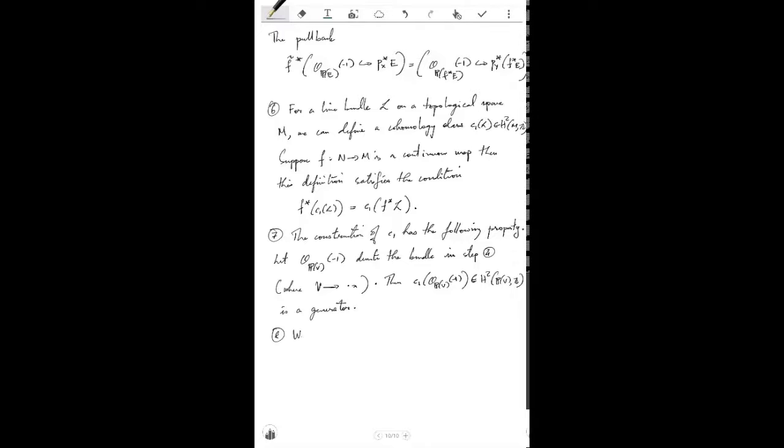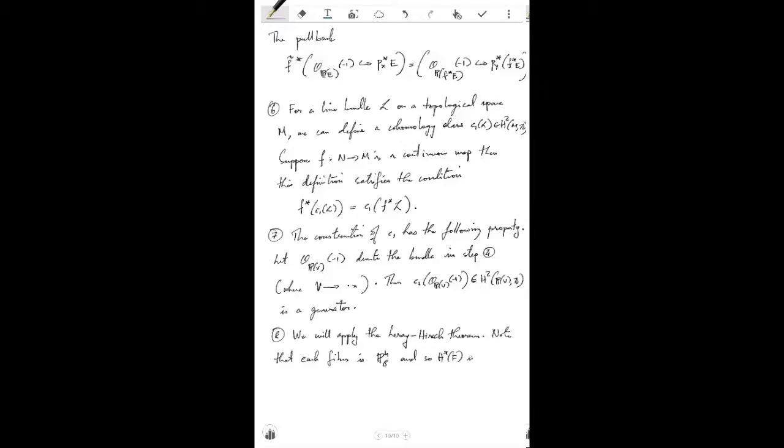So we will apply the Leray-Hirsch theorem. So note that each fiber is complex projective space, and so the cohomology is a free abelian group. Thus, the first hypothesis of the theorem is satisfied.